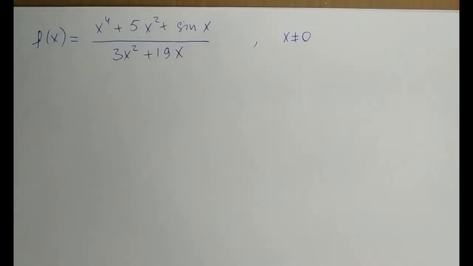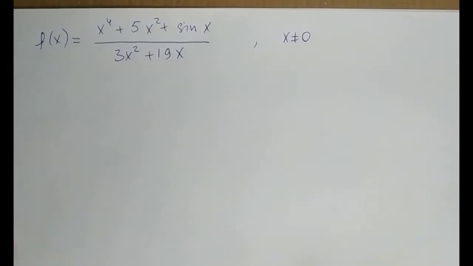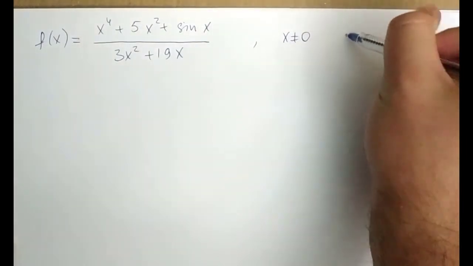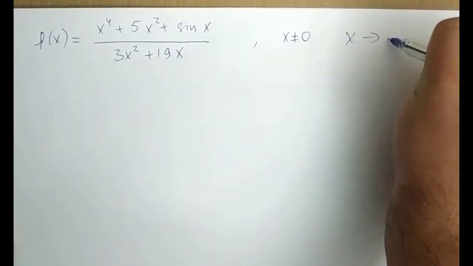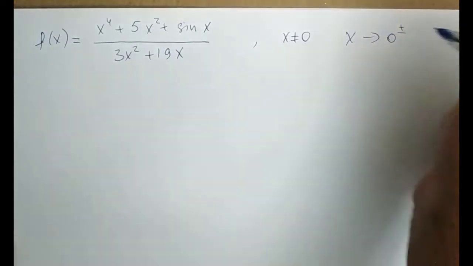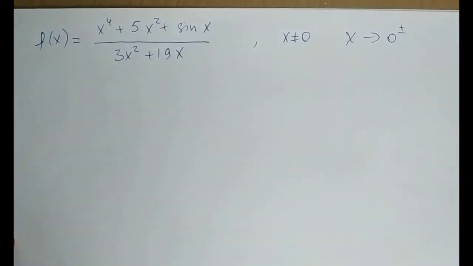So consider the following function f of x, where x is not equal to 0, and find the domain of definition and the limit for x tends to 0 plus minus, so it means one-sided limits at the point 0, and the asymptotes of this function.